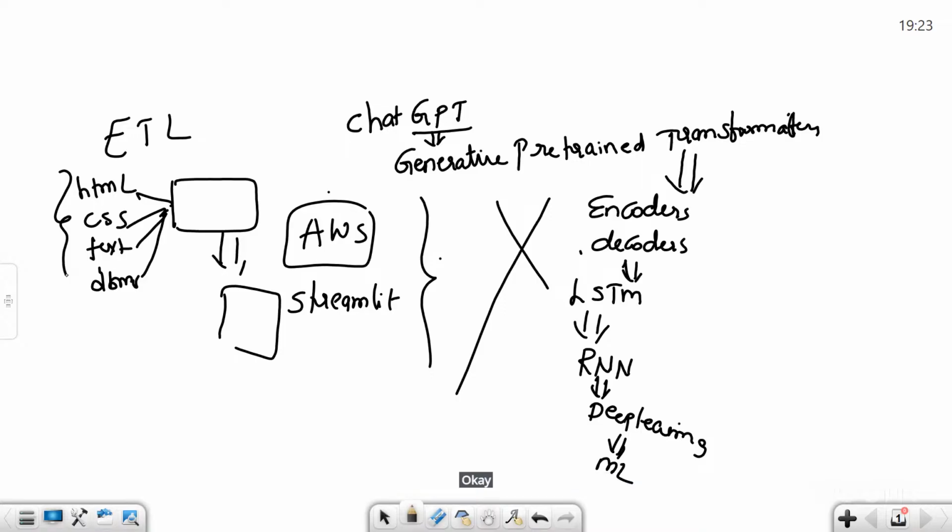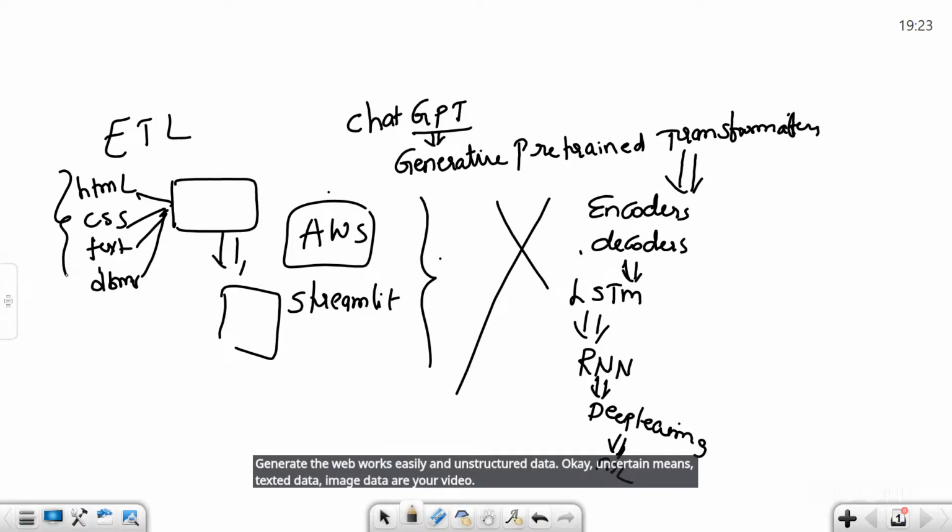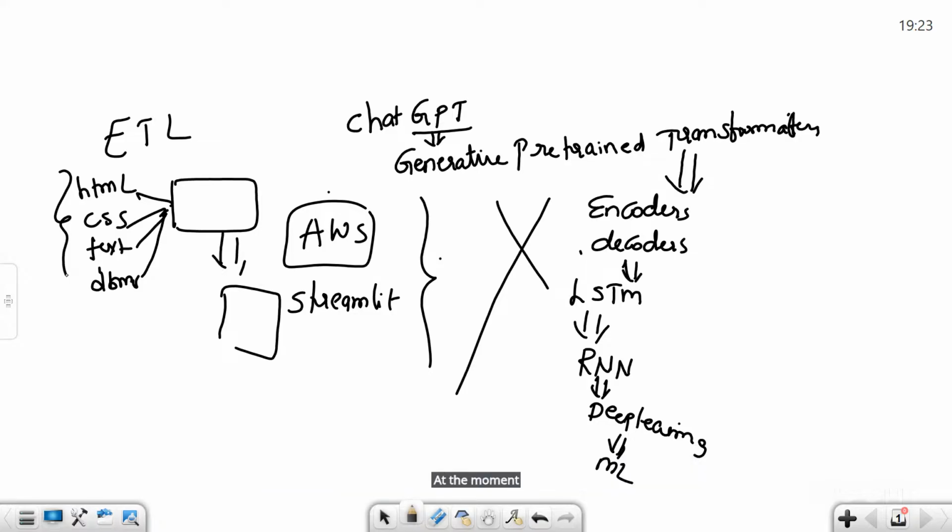Unstructured means text data, image data, audio, video. At the moment, the model you have used, logistic regression, is for structured data, table data. So the majority of generative work is based on neural networks. From the drawbacks of logistic regression, neural networks were evolved.